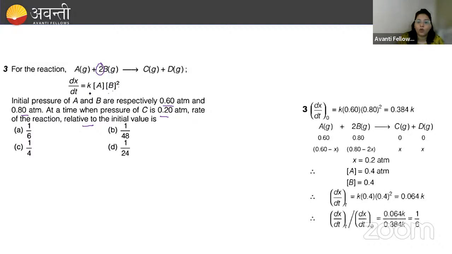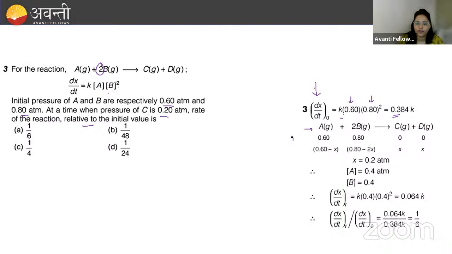So let's see here what is happening. You can understand from this the dx by dt, the rate of change of concentration with respect to time. Here you can see that I have put the value of pressure of A as well as the value of pressure of B. When I put these values, I am getting the rate of the given reaction as 0.384 K. Okay, K is our rate constant. As you know, the reaction is A plus 2B gives C plus D.